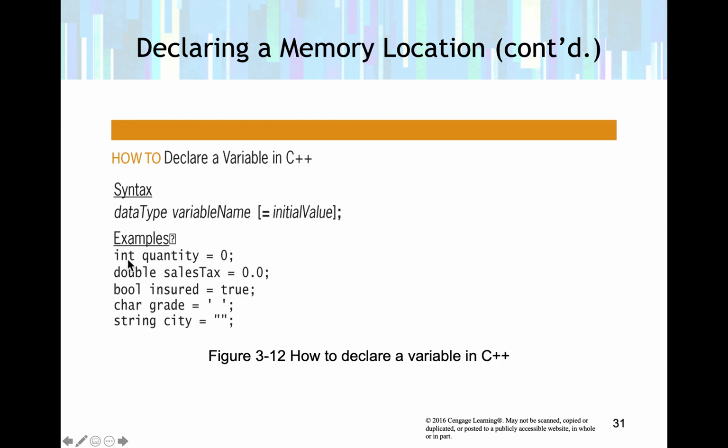So here's an integer. We initialize it to 0. Here's a double. Initialize it to 0.0. A Boolean is initialized to true. This is a keyword. Char, initialize it to a single quote, space, single quote. A string, you have 2 double quotes, nothing in between. That's how we initialize our variables.